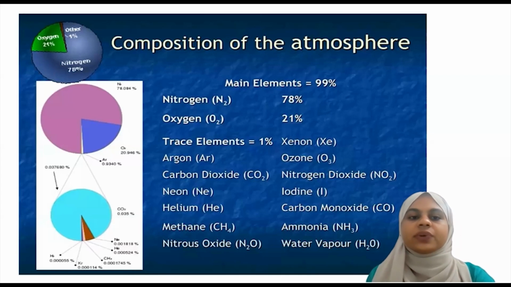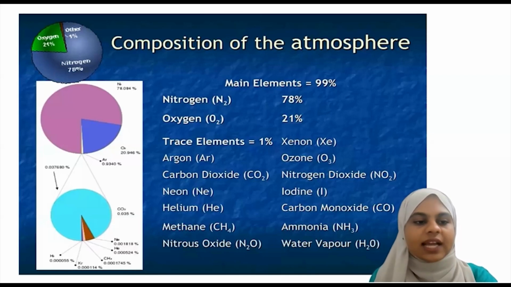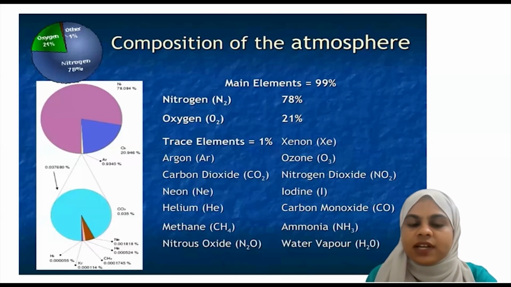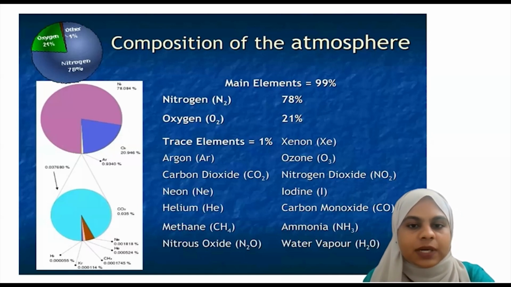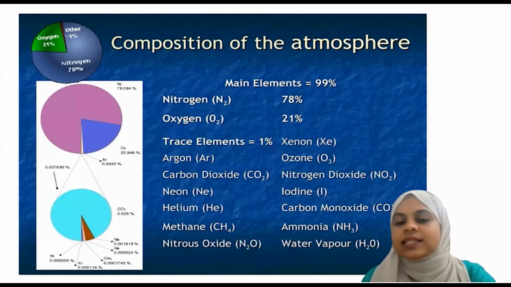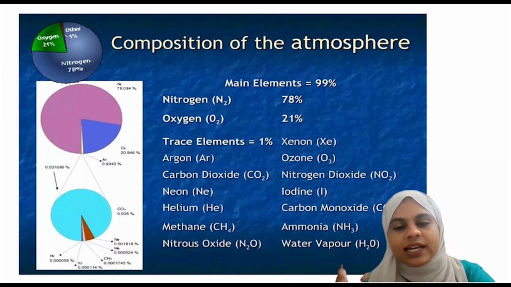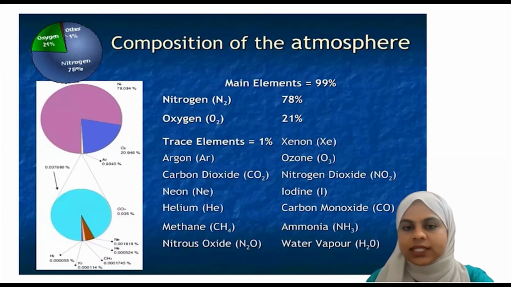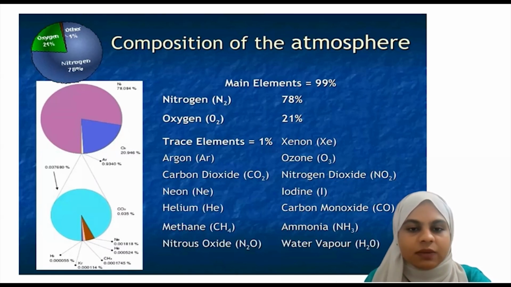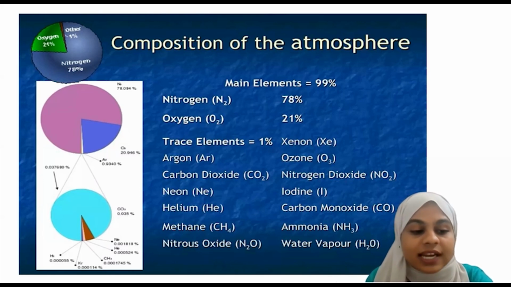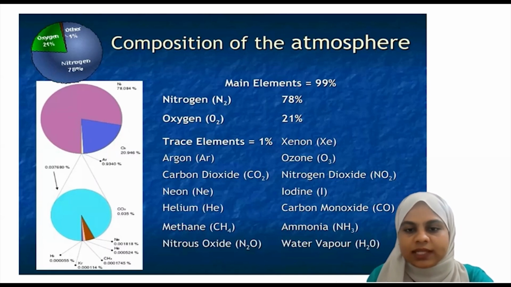Next, we are going to discuss the composition of the atmosphere. Earth's atmosphere comprises mostly 78% nitrogen and 21% oxygen. This atmosphere actually extends up to greater than 500 kilometers, but 99% of the atmosphere is found within an elevation of 30 kilometers. This nitrogen and oxygen ratio, 78:21, remains constant up to an elevation of 80 kilometers.